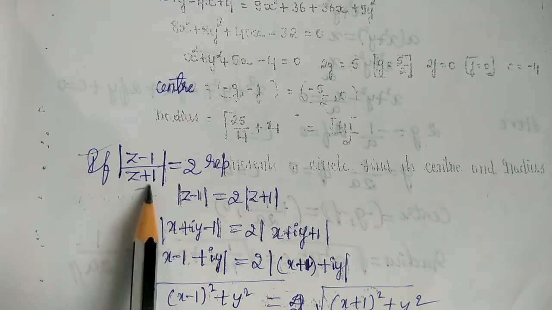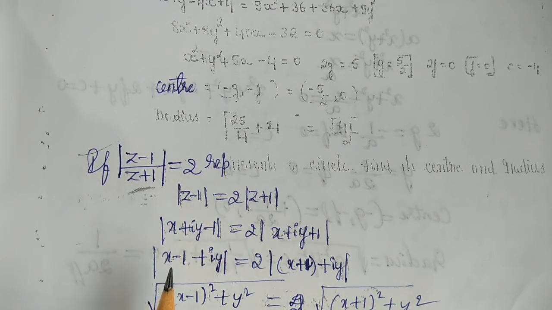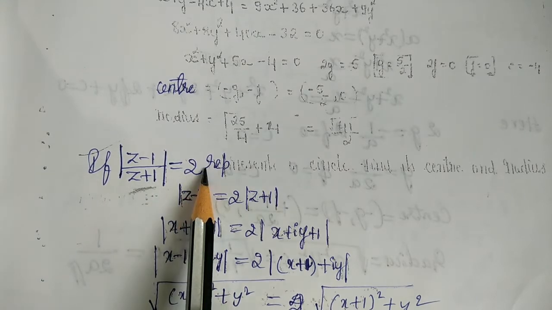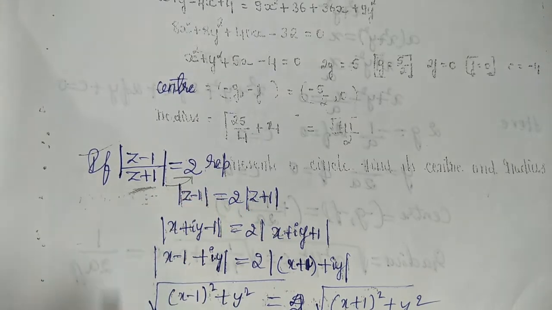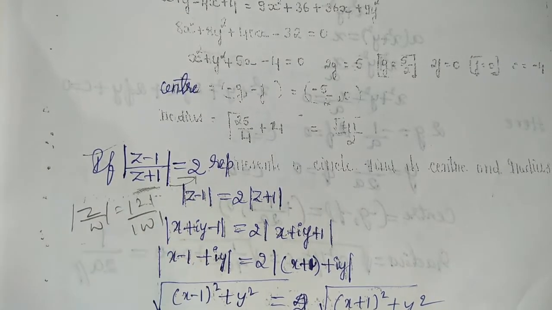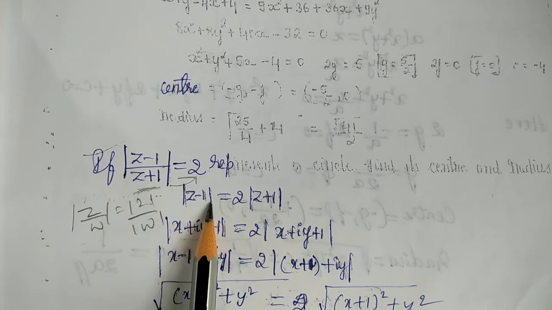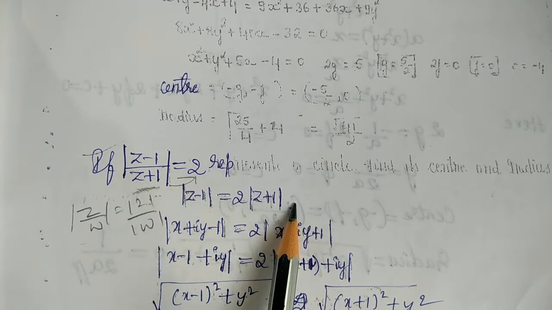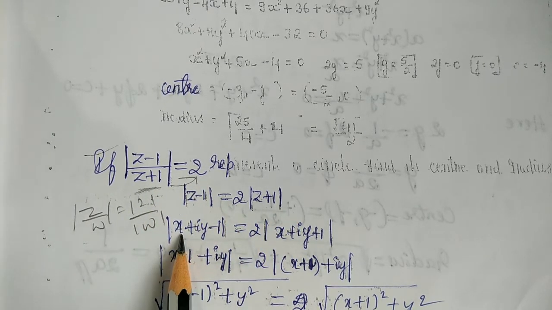So just convert this one to the standard form equation. For that, take this z plus 1 to the right, just cross multiply. We know that mod z by w is nothing but mod z by mod w, the property of a complex number. So modulus of z minus 1 is equal to 2 into mod z plus 1. Substitute for z, x plus iy.